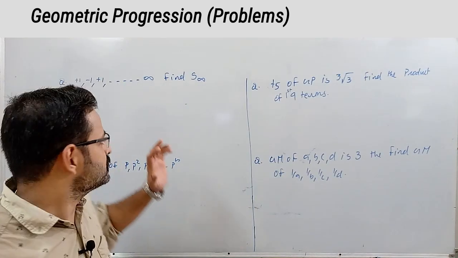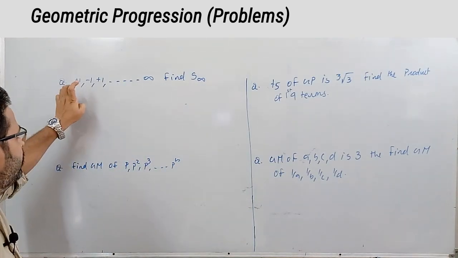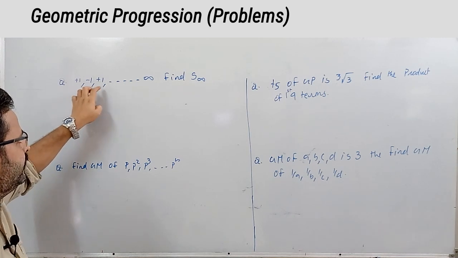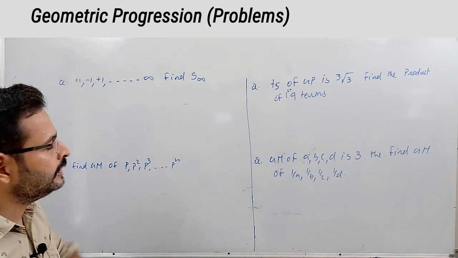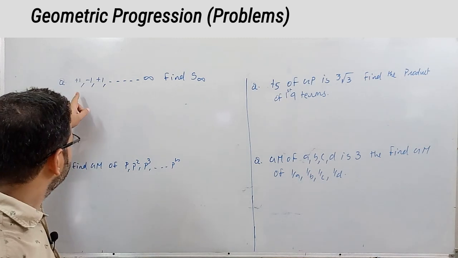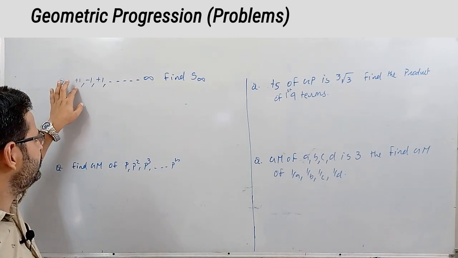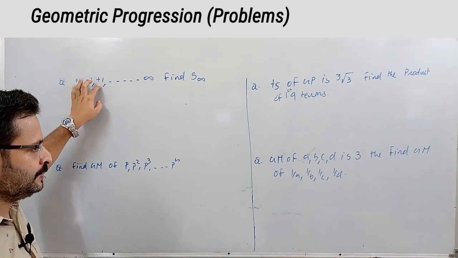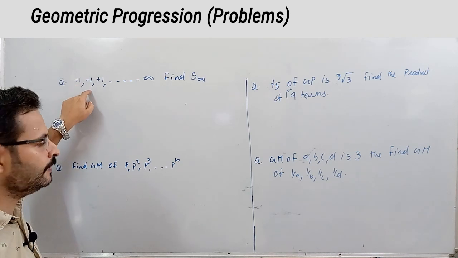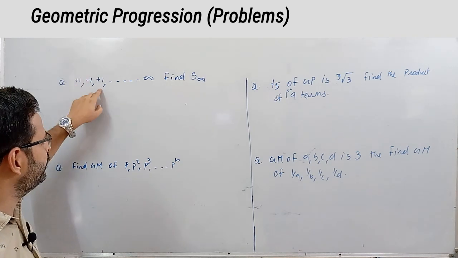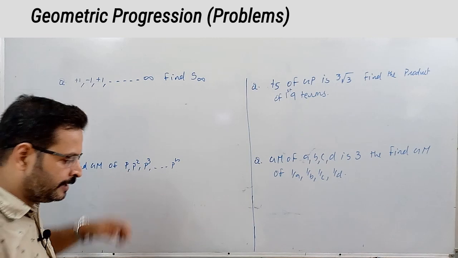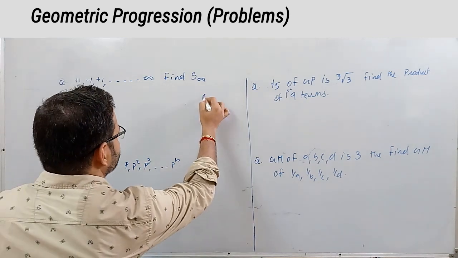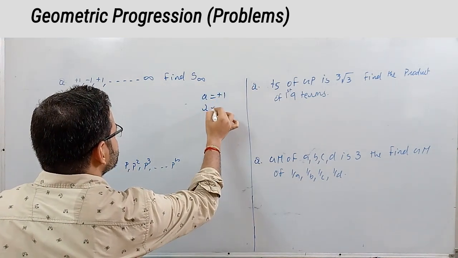Now consider the next question. Plus 1, minus 1, plus 1, etc., up to infinity. Find the sum of infinite terms. Okay, look at the question. First term is 1, second term is minus 1, third one is plus 1. That means first term into minus 1 we get the second term, into minus 1 we get the third term. That means it is a GP, its first term is plus 1 and common ratio R is minus 1.